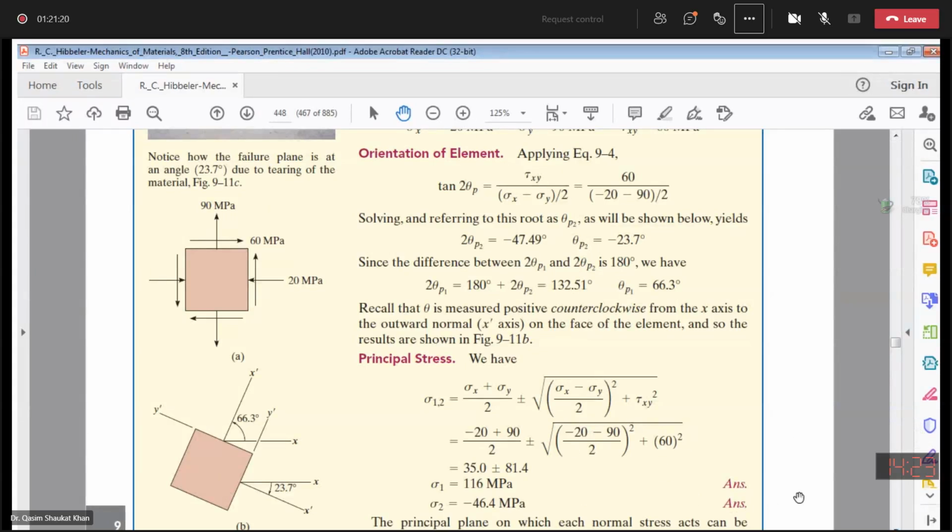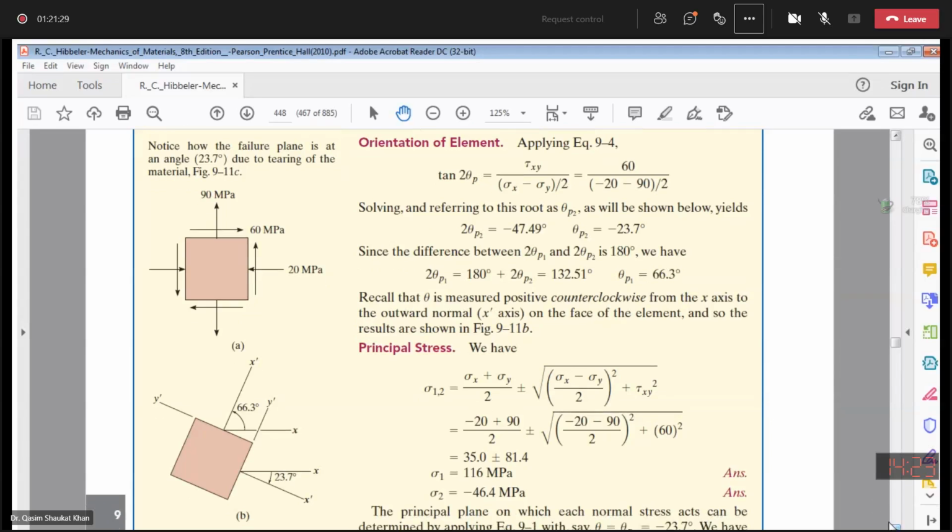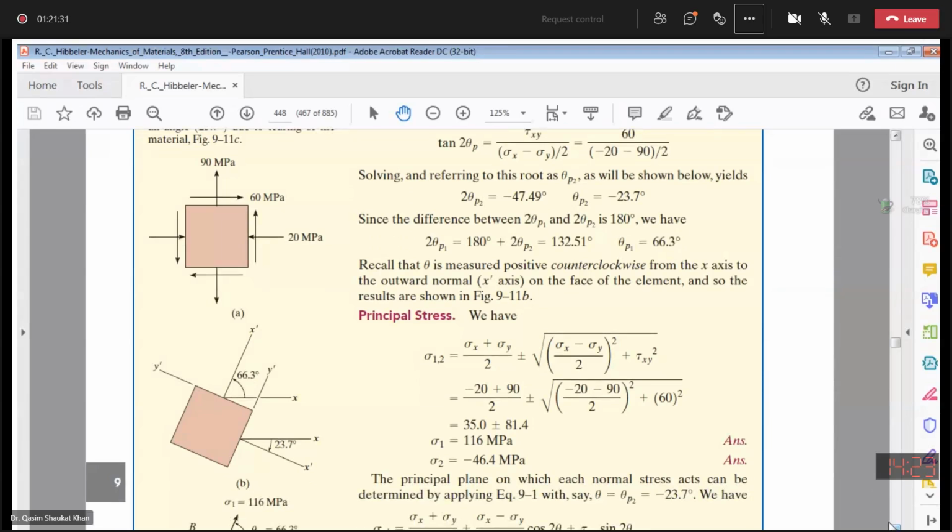Now the next thing is we have to represent this on the element. So your theta P1 is 66.3 degrees, theta P2 is minus 23.7. Minus represents clockwise and positive represents counterclockwise. So this is counterclockwise 66.3 degrees. This is clockwise 23.7 degrees.